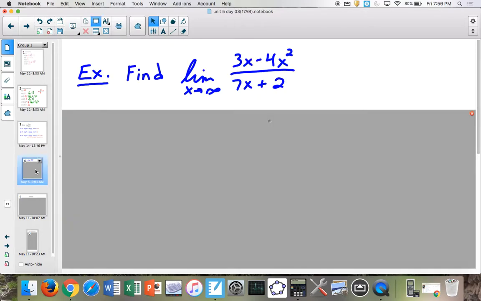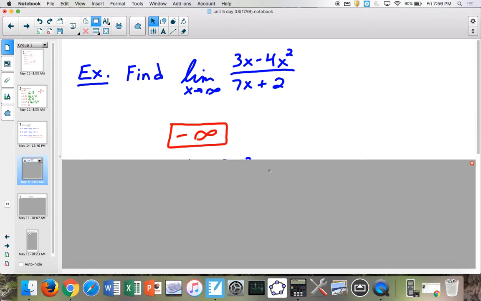So to apply those ideas to a few examples, let's look at the limit of (3x minus 4x squared) over (7x plus 2). Here the degree is higher in the numerator, so we know the limit is going to plus or minus infinity. But notice we're multiplying the x squared times the negative 4, so we're going to wind up getting negative infinity.